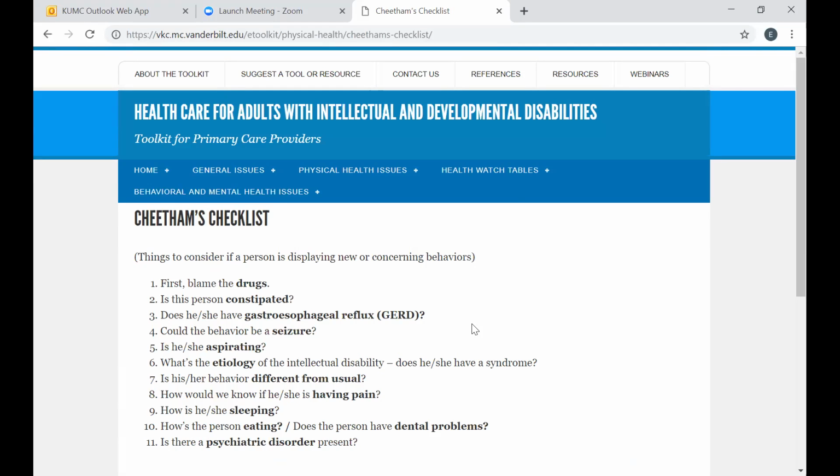And this is Dr. Cheatham, I guess, who made this checklist, and he's also another family doc. I think he's from Tennessee. But looking at drugs, are they constipated? Something as simple as constipation can make someone frequently unhappy, rightly so, right? GERD, seizures, are they aspirating? Is there a syndrome that's involved? Is the behavior different than normal? Are they having any pain?